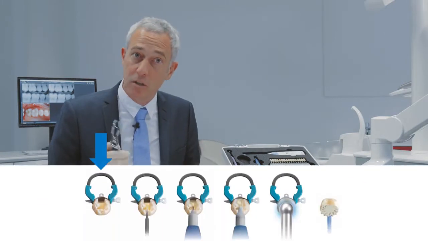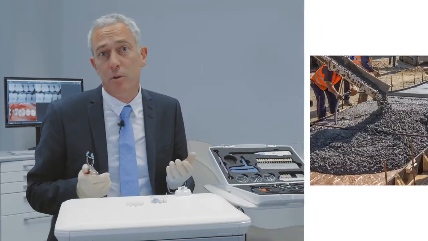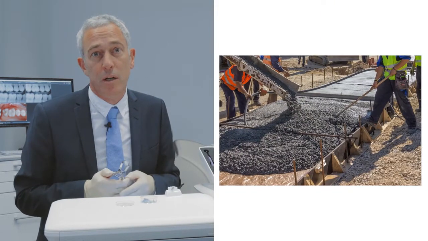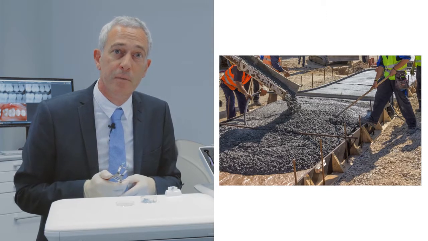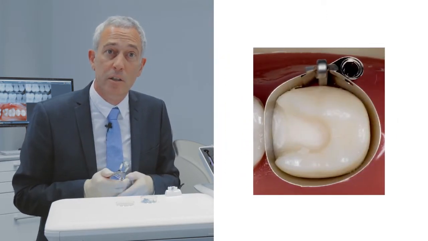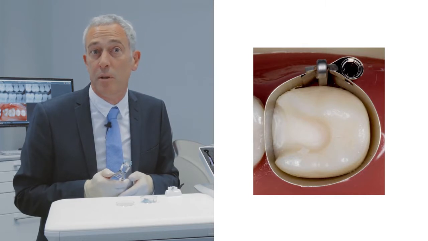Now it is time to take a closer look into each of the treatment steps and the products associated with it. The first step is the application of a matrix. A matrix is comparable to a mold that is created by construction workers before they pour their concrete. In dentistry, the contour of the restoration is created by the matrix.